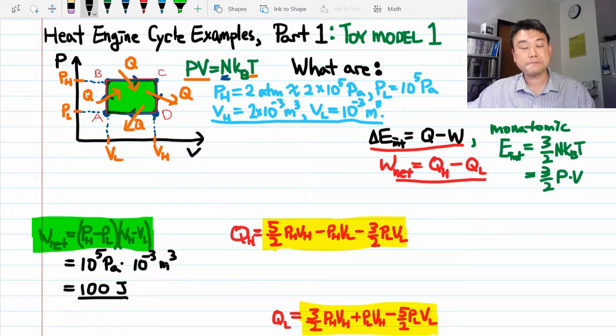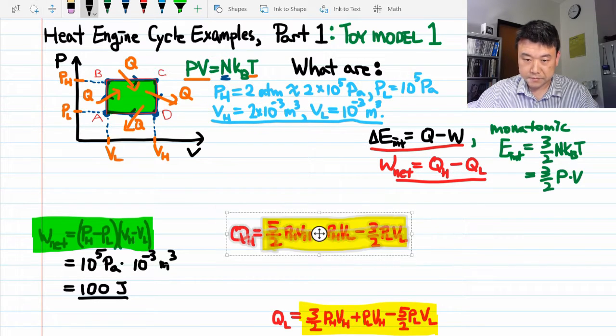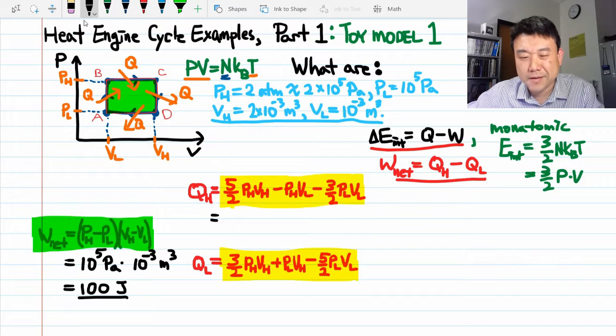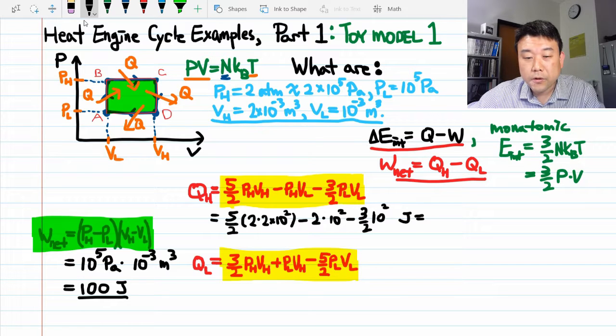Fairly reasonable number. Let me move these two things so that there's some space to write down the numbers. Let's plug in the numbers for QH and QL. The heat input is, let me pre-simplify some numbers, and all of this is going to be in joules. The power of 10 is 10 to the 2, so we're going to multiply by 100 later. 4 times 5 over 2, so 10 minus 2 minus 1.5 is 6.5 times 100 joules, or 650 joules.